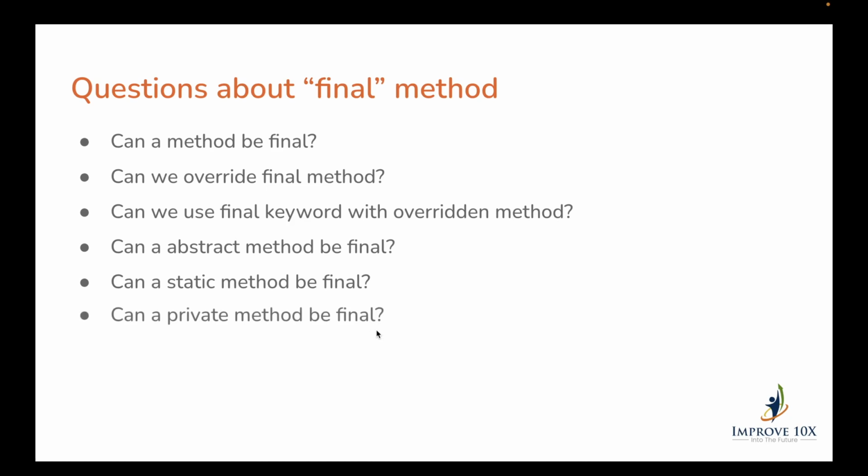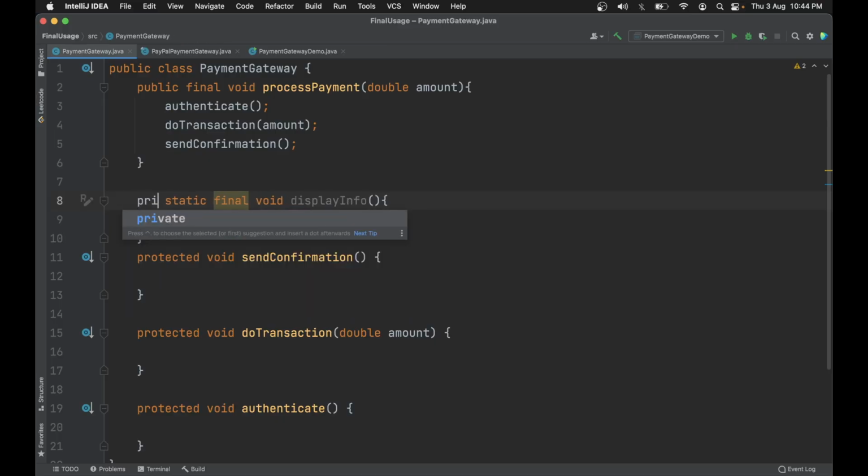Next, can a private method be final? Again, it's the same concept. Final means which must not be overridden. But when you say private, obviously this method is accessible within this class. So there is no question of this method being inherited first of all.